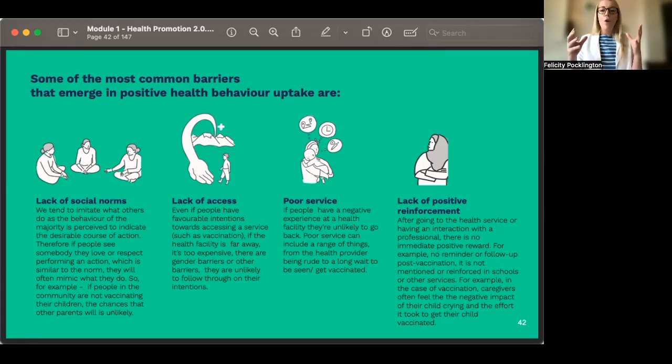So these are 4 common barriers that impede on positive behaviors, but there are many more. And of course, what we'll do in this course is help you learn about how you can find out what are the most important barriers, friction, that you might face in your local area.